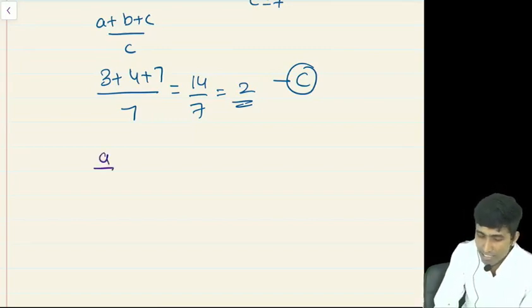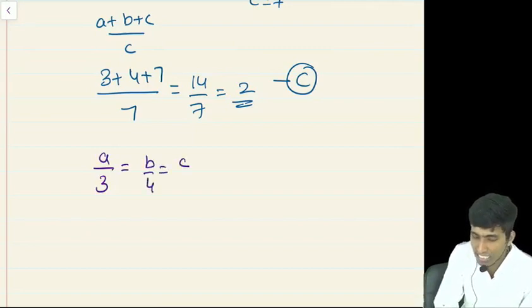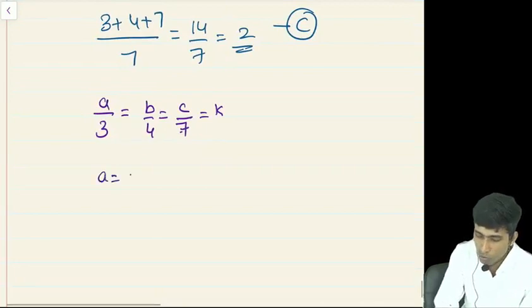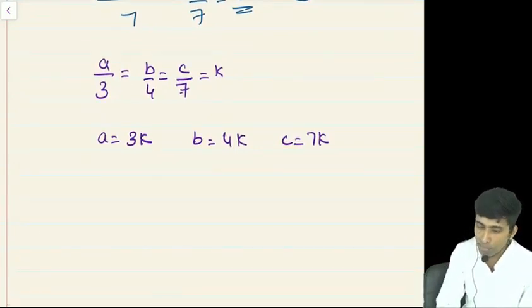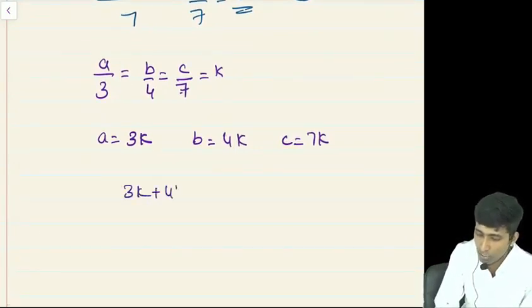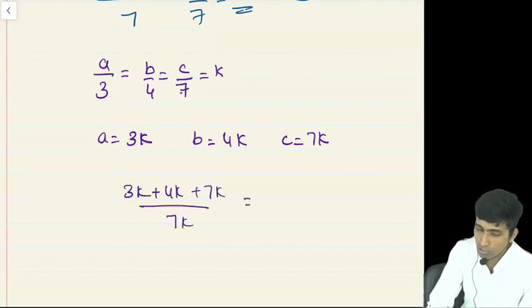See, A by 3 is equal to what they said? B by 4 is equal to what? C by 7 is equal to K. So that means A is equal to 3K, B is equal to 4K, C is equal to 7K. Now just substitute A plus B plus C. So 3K plus 4K plus 7K upon 7K. Right? So this is 14K upon 7K.